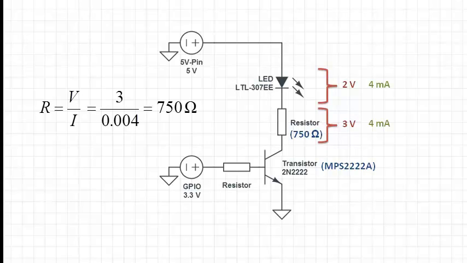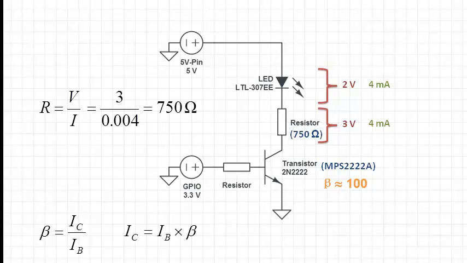Now we must decide how much current we need to apply to the base of the transistor to turn it on. To do this, we must consider the transistor's beta value. The transistor parameter beta is defined as the current in the collector divided by the current through the base. If we rearrange this equation, we have the current in the collector is equal to the current in the base times beta. For the MPS2222A transistor, beta is about 100, meaning that the current in the base can be about 100 times smaller than the required current in the collector.